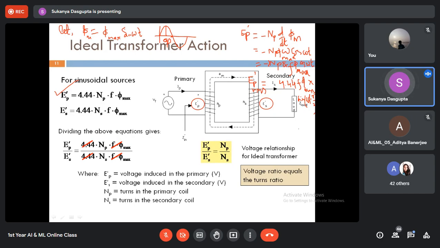Okay, similarly at the secondary side, this can be generated: 4.44 into Ns, the secondary number of turns, into the same mutual flux, phi max. Fine. So this is basically the RMS value of the maximum voltage, the peak voltage at the secondary side. And this is the EMF equation of the transformer at the primary side. Because this relationship, this EMF equation, will be required for the analysis of the phasor diagram. That I'll explain later on.